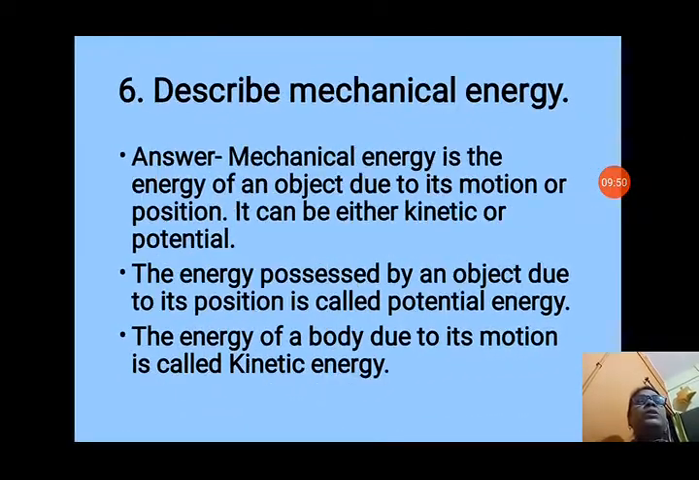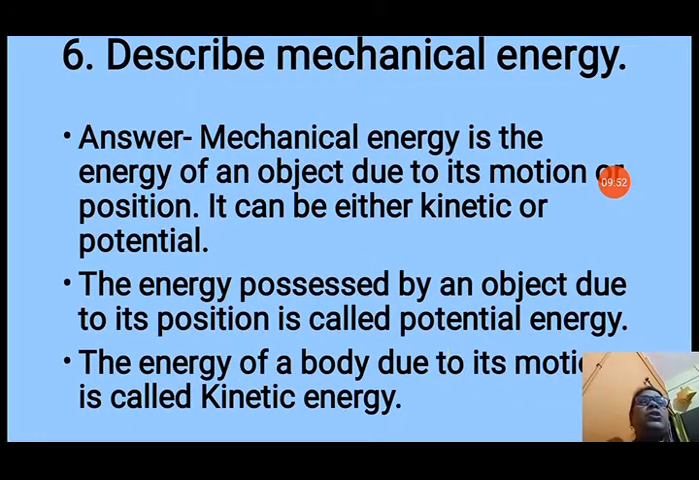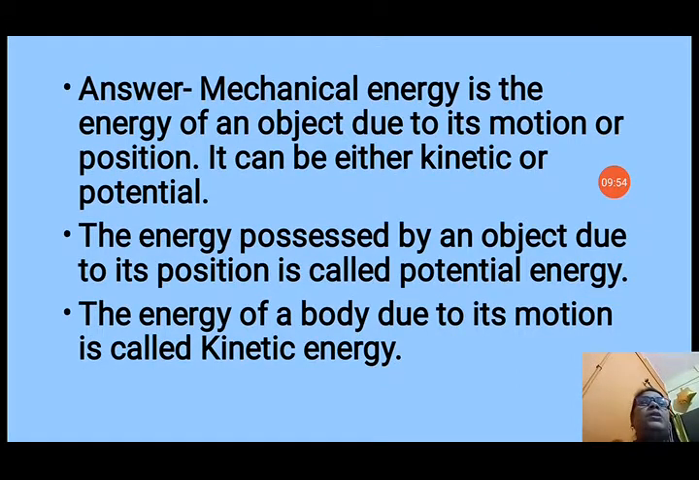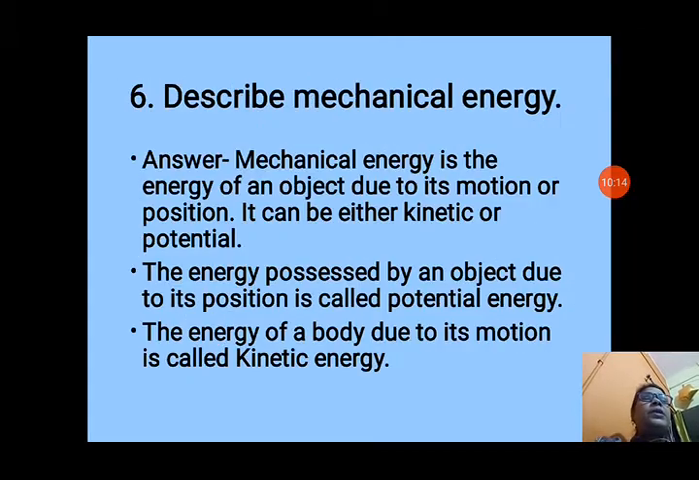Now, question number 6, describe mechanical energy. Mechanical energy is the energy of an object due to its motion or position. It can either be kinetic or potential. Mechanical energy exists if a body is at rest and also if a body is in motion. The energy possessed by an object due to its position is known as potential energy. When a body is at rest, it has potential energy, and the energy of the body due to its motion is called kinetic energy.